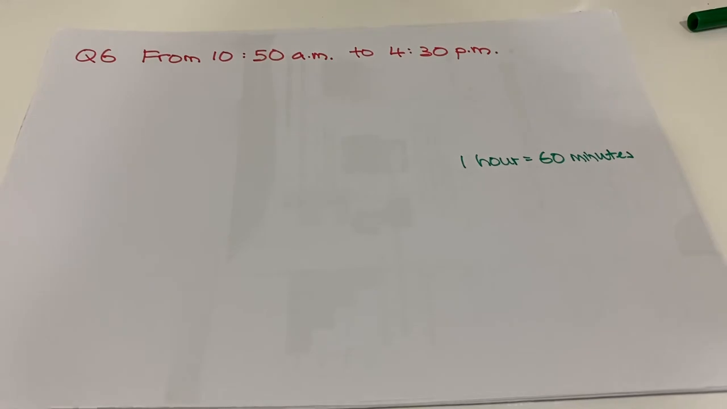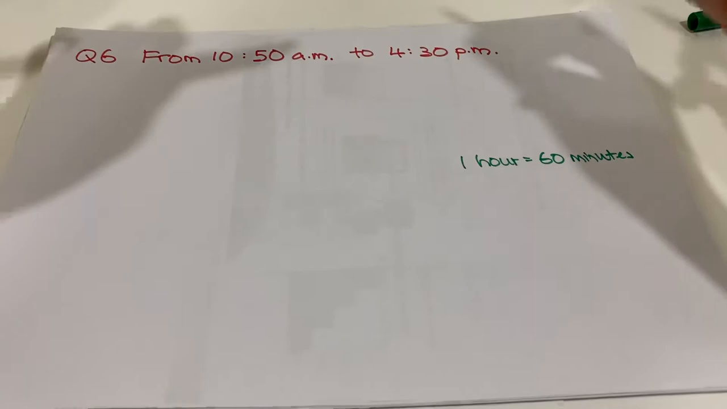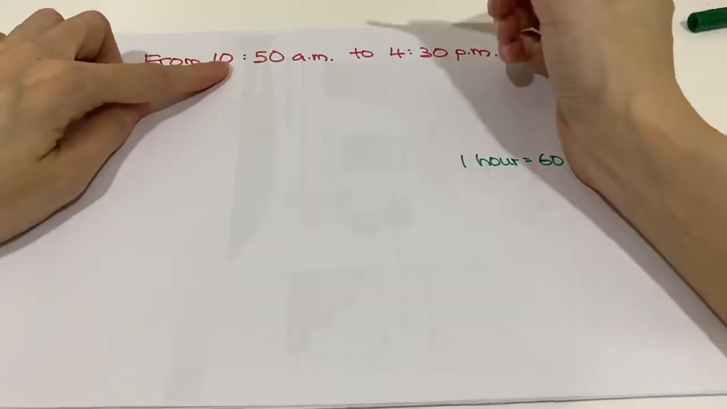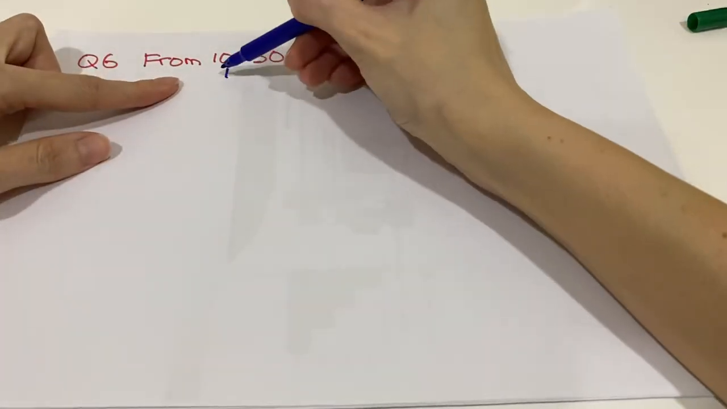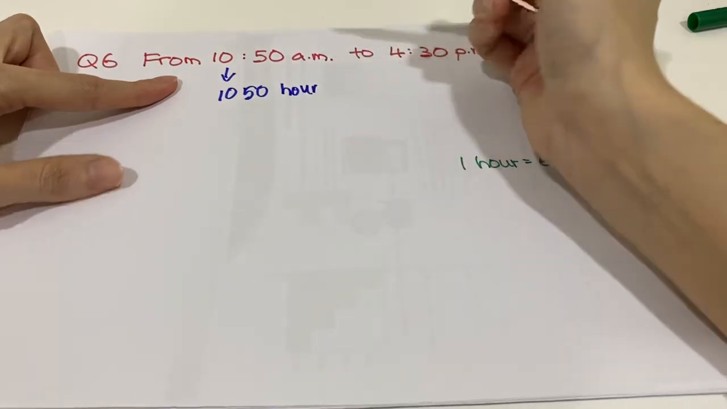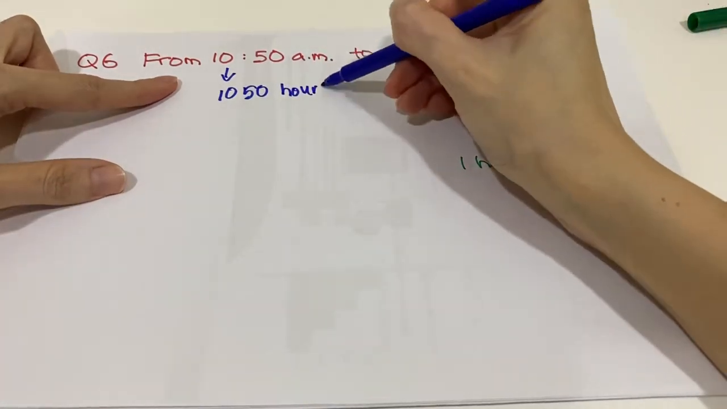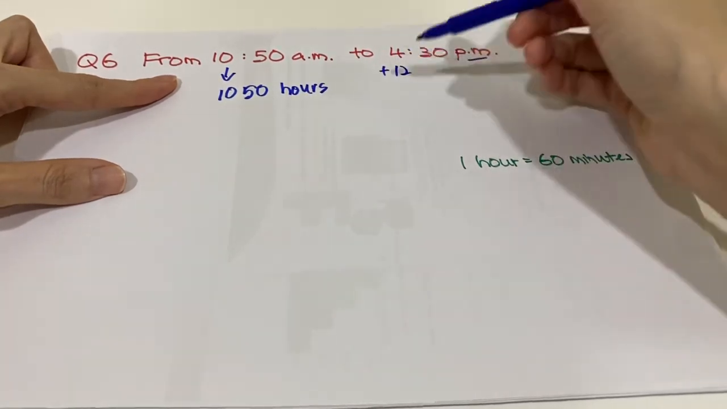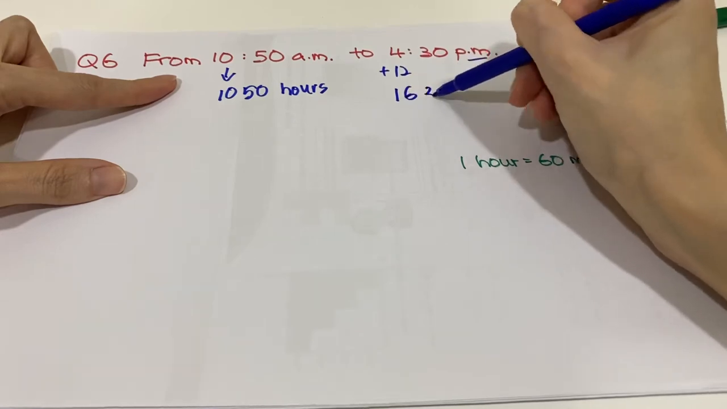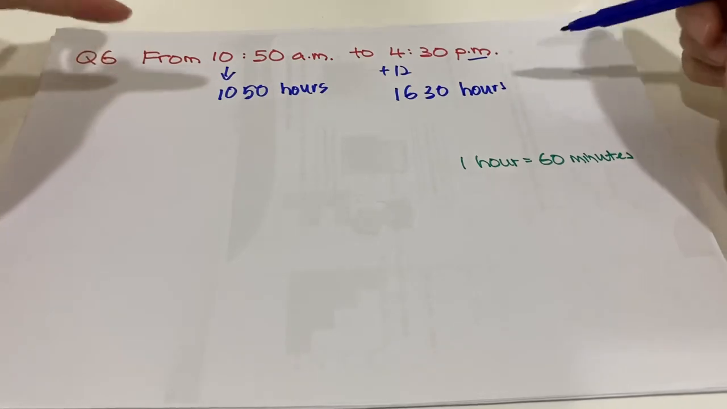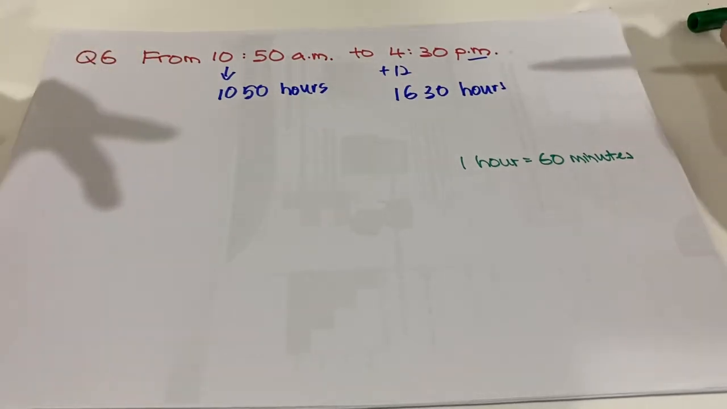Okay, this is question 6. From 10:50 a.m. to 4:30 p.m. So first thing, we convert the 12-hour system to 24-hour first. So 10:50, when we convert, we will have 10:50 hours. Next one, 4:30 p.m. This one is p.m., so we need to plus 12 here. So we will get 16:30 hours. Now you have the 24-hour system already. You can do the subtraction to get the duration.